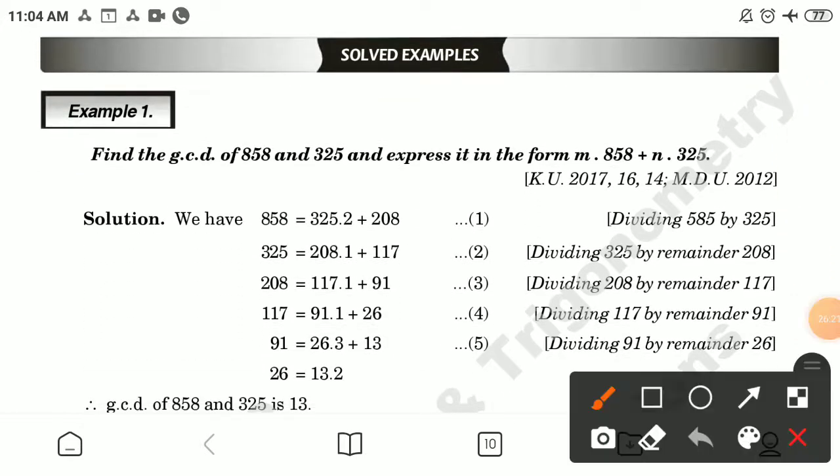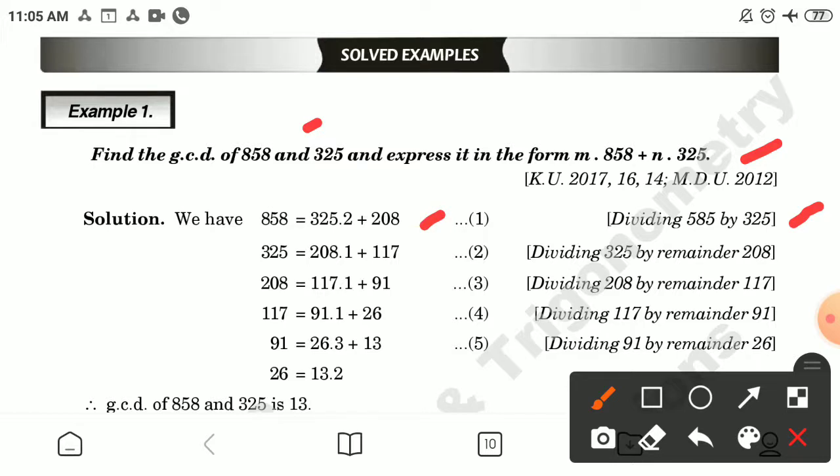Now taking solved examples: find the greatest common divisor of 858 and 325 and express it in the form of m into 858 plus n into 325. We have, dividing 858 by 325, that is 858 is equal to 325 into 2 plus 208, marking this as number 1.